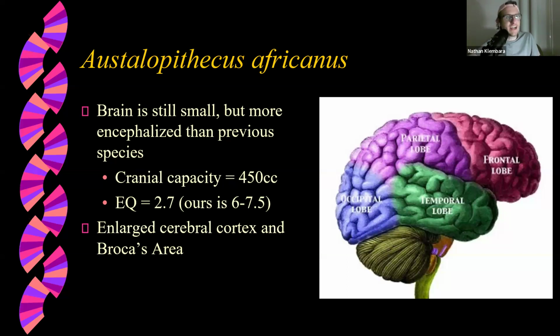Small little changes here. And the major areas that we're seeing with the most expansion are the cerebral cortex and Broca's area. Broca's area, which is involved in language use, so might suggest some early, very primitive language use here, but the jury's still out on that.